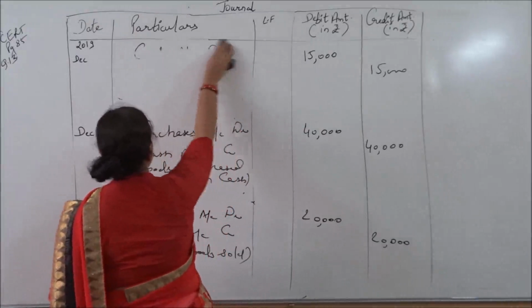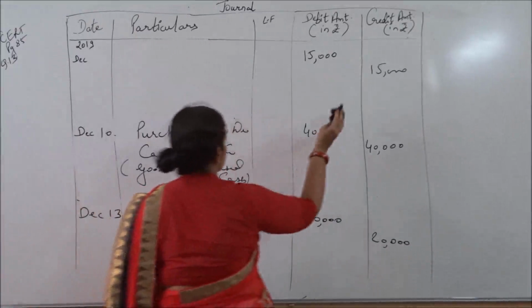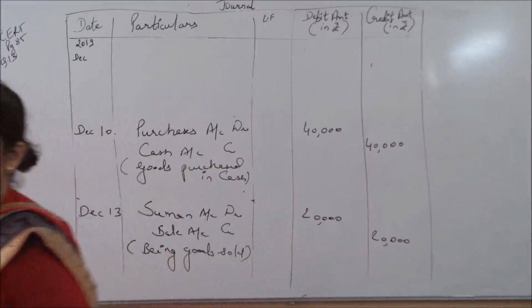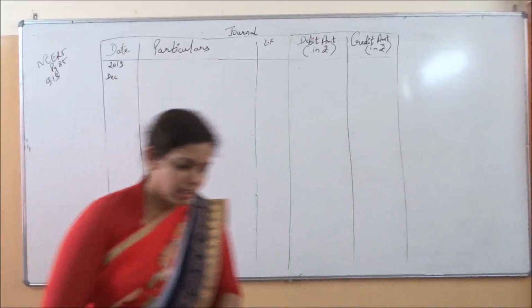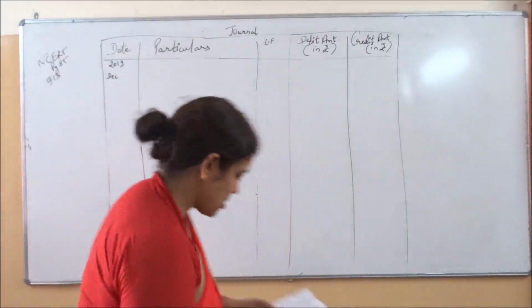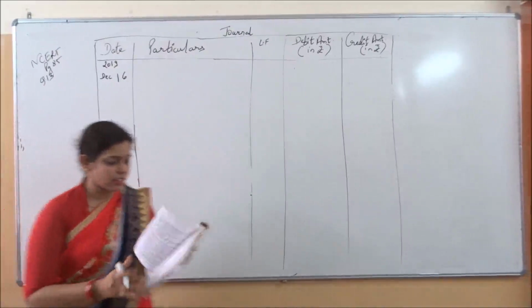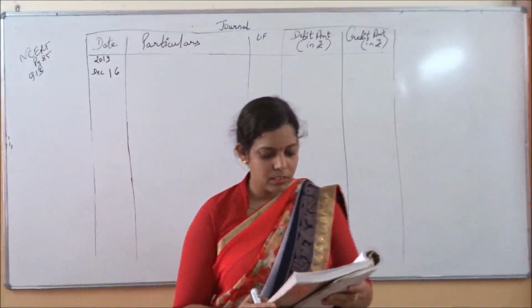Read the transaction properly. What is the transaction of December 16? Yes. Now the next transaction is of December 16. Read the transaction carefully. This is an important transaction.